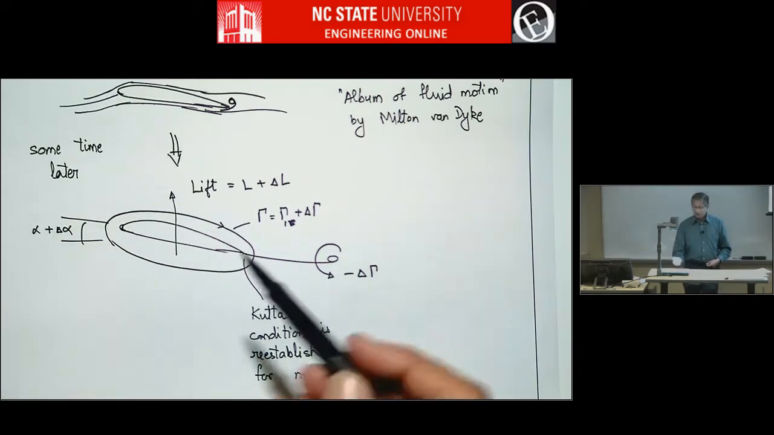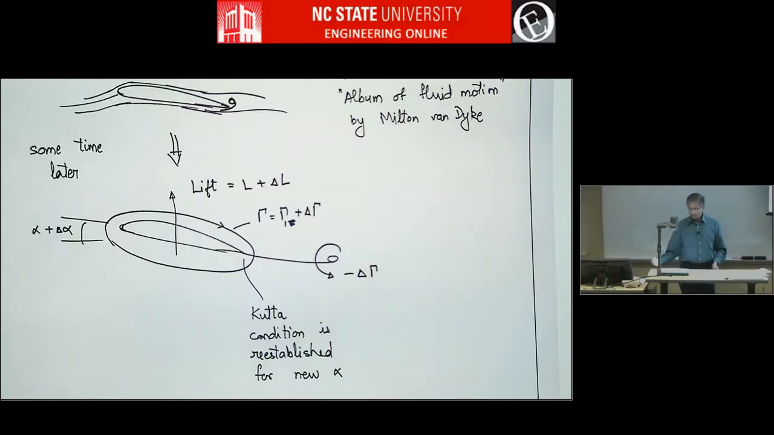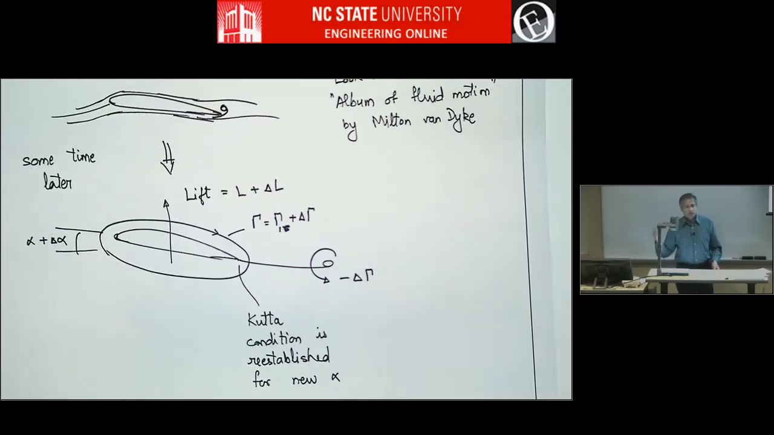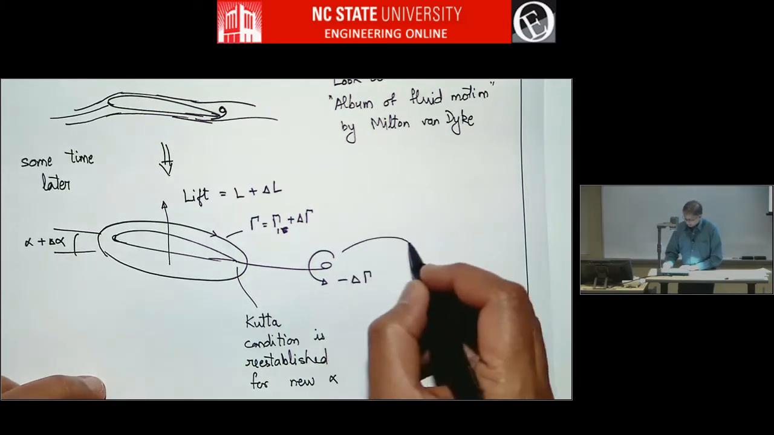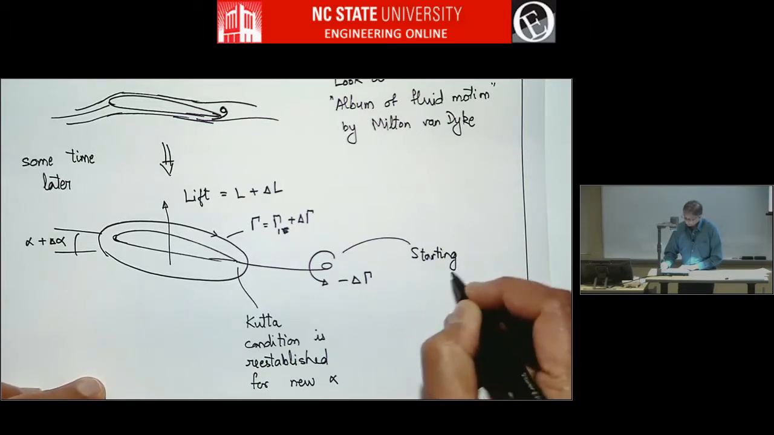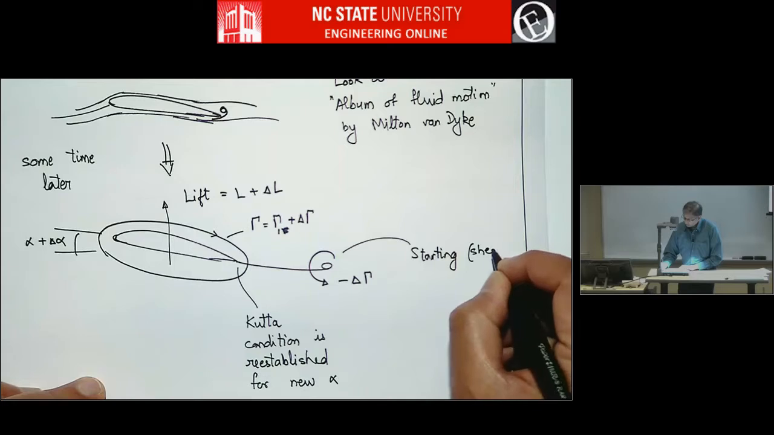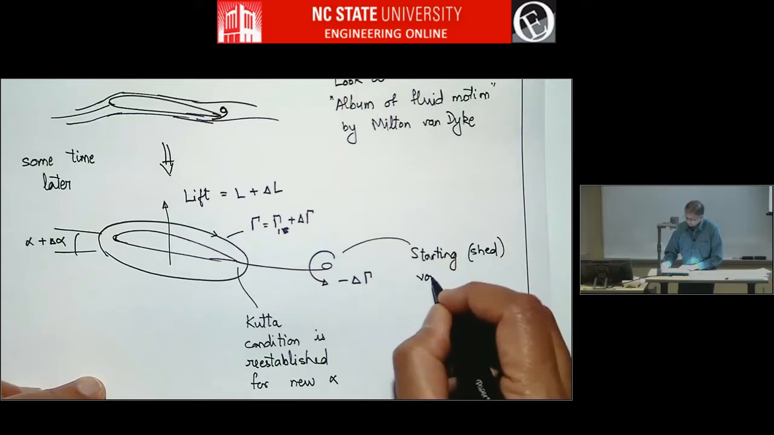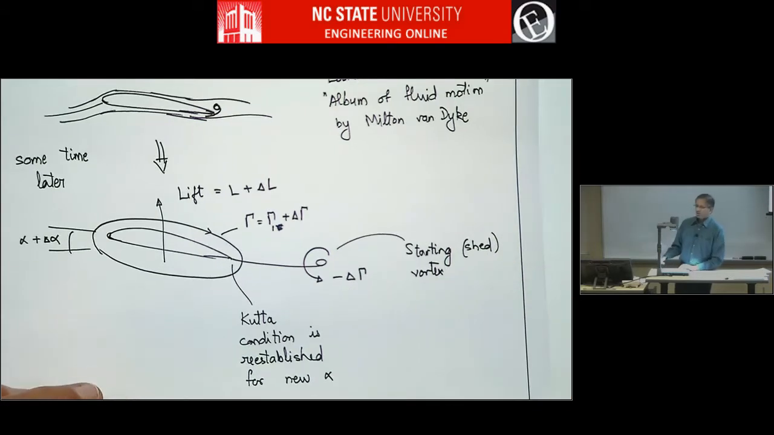So angle of attack increases, lift increases, circulation increases, and there's that small shed vortex or starting vortex that convects downstream. Maybe it's better to call this shed vortex, because starting vortex is really intended to think about the vortex that's created when you start producing lift. This is more like a change in lift.